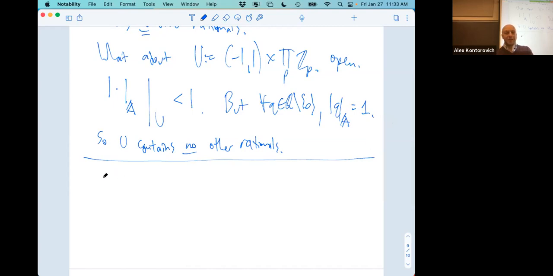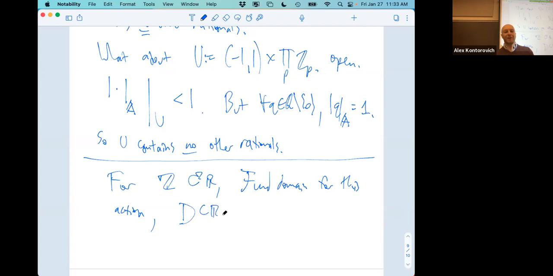All right, what can I do in the remaining time? What I want to get to is a fundamental domain for this action. So for Z acting on R, we know what a fundamental domain is. So I want a domain D, where D is a subset of R. So I just want to know what R mod Z is.